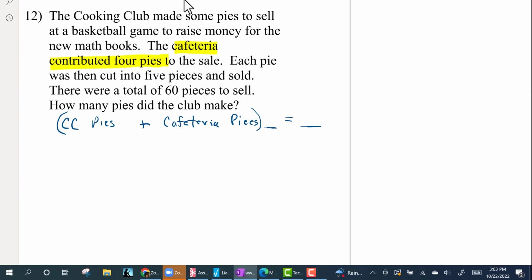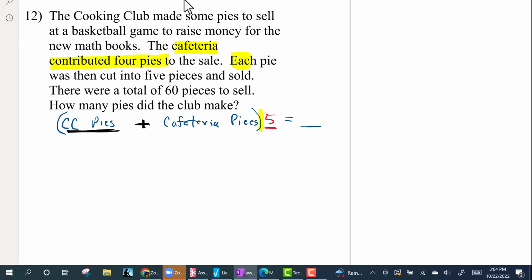And then the cooking club. The cooking club made some pies to sell at a basketball game to raise money for the new math books. The cafeteria. So here we have it. The cooking club pies, and then the cafeteria contributed, that means gave, added 4 more pies. Okay? Each pie was then cut into 5 pieces. So see the word each? That means multiply.